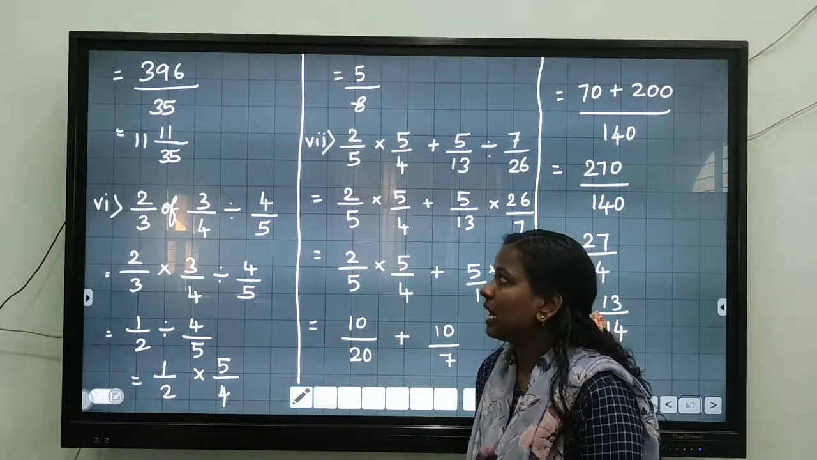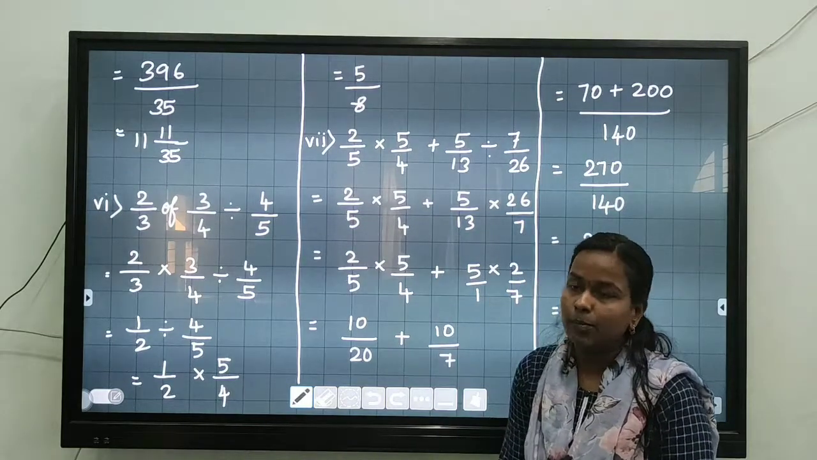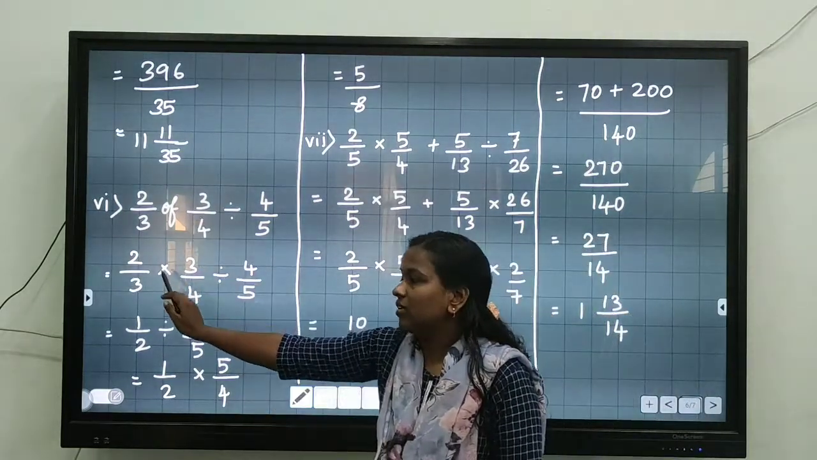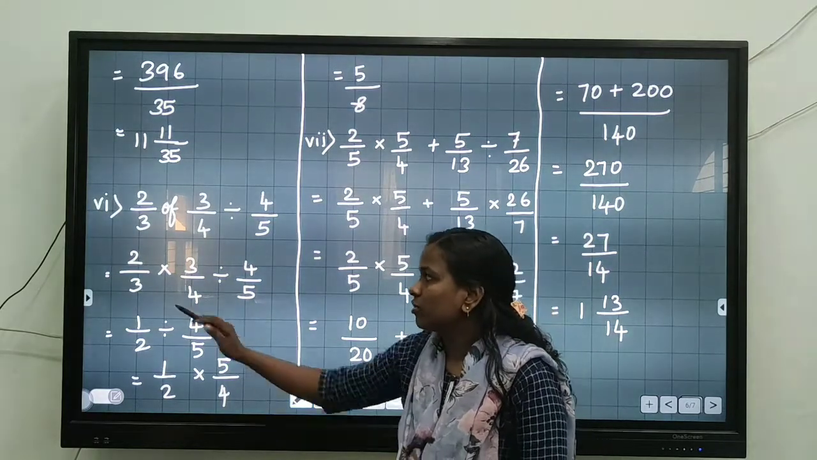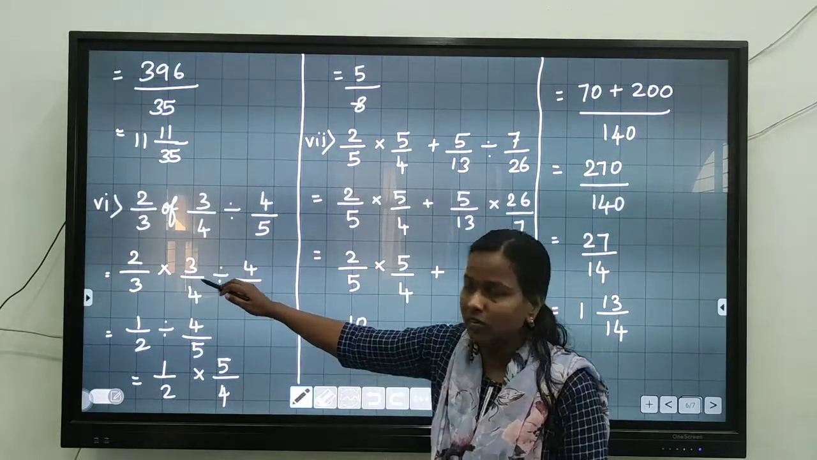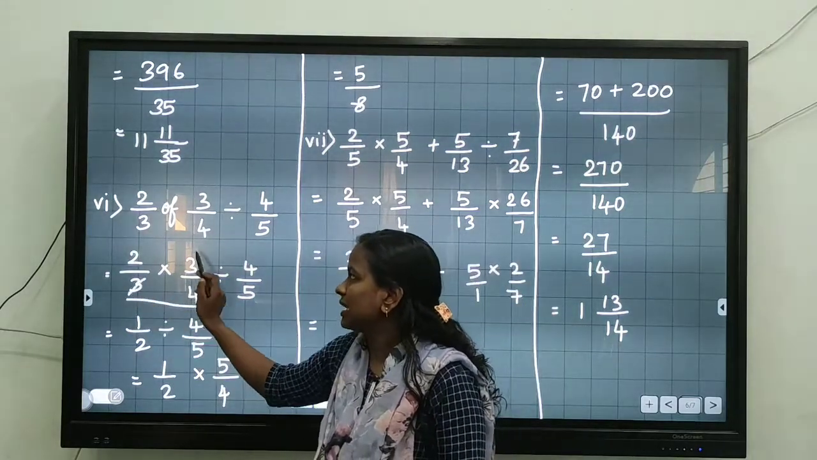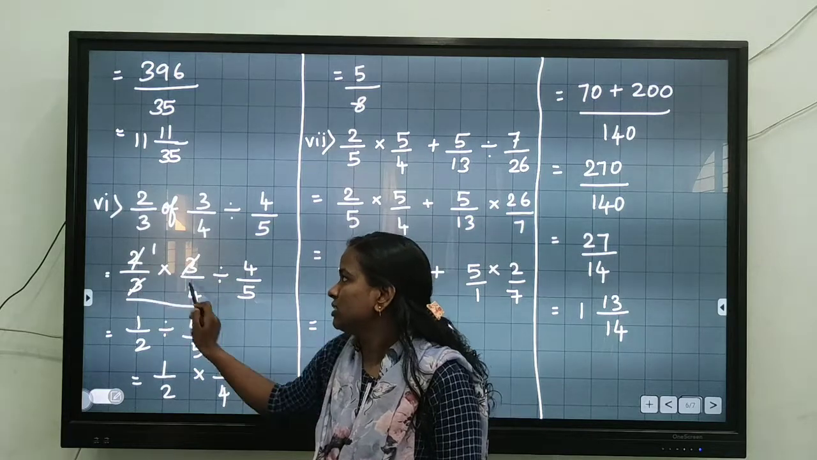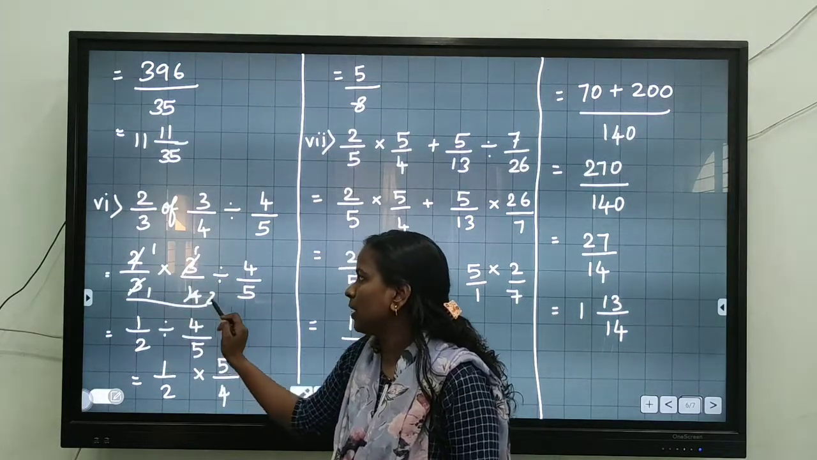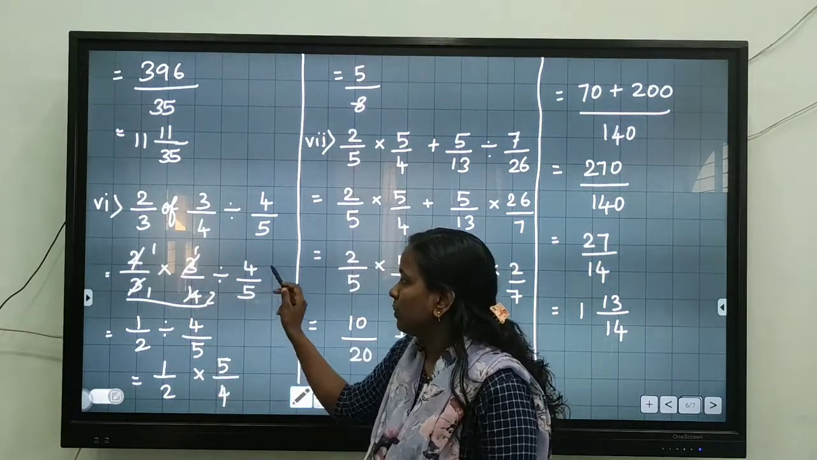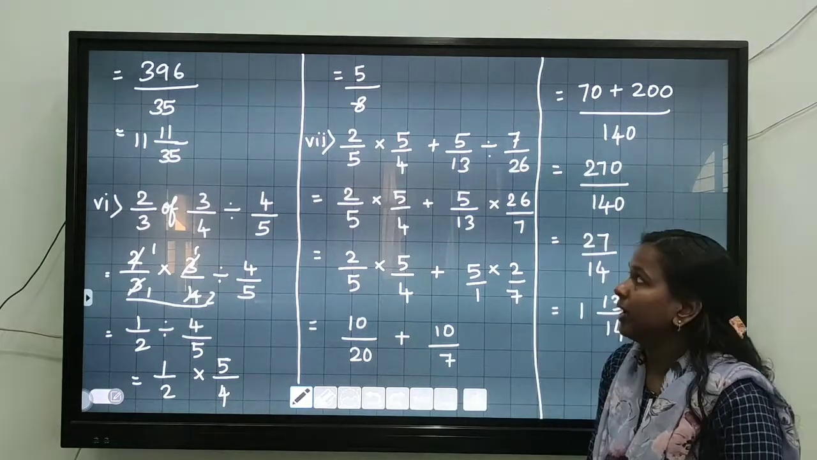Next one, 2 by 3 of 3 by 4 divided by 4 by 5. Of means multiplication, so instead of of, I am writing the multiplication sign, and then I am writing the remaining things. Multiplication and division alone given means you have to do from the left hand side. So I am taking this one. 1 3s are 3, 1 3s are 3, 1 2s are 2, 2 2s are 4. So 1 multiplied by 1 you will get 1, 1 multiplied by 2 you will get 2. Divided by 4 by 5.